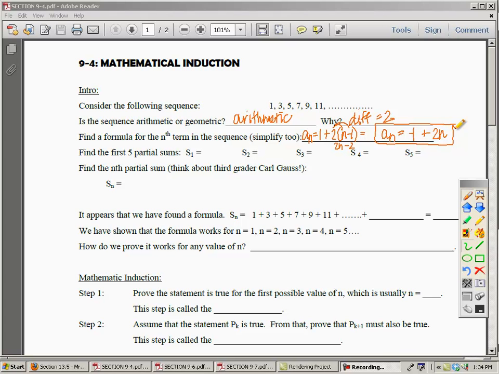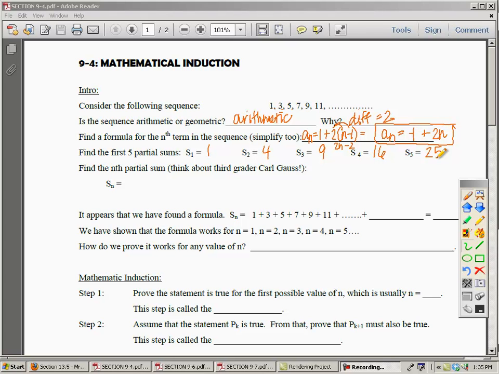Now, in order to find the first 5 partial sums, let's go back and discuss this. The first sum means just take the first number, so I get a 1. The second sum means add the first 2 numbers, so 1 plus 3 is 4. The third partial sum means add 1 plus 3 plus 5, which is 9. The fourth partial sum means add the first 4 numbers, so 1 plus 3 plus 5 plus 7 gets you 16. And the fifth partial sum means add the first 5 numbers together, you get 25.